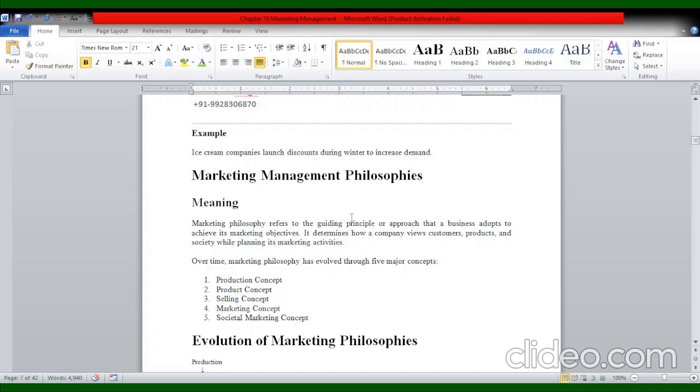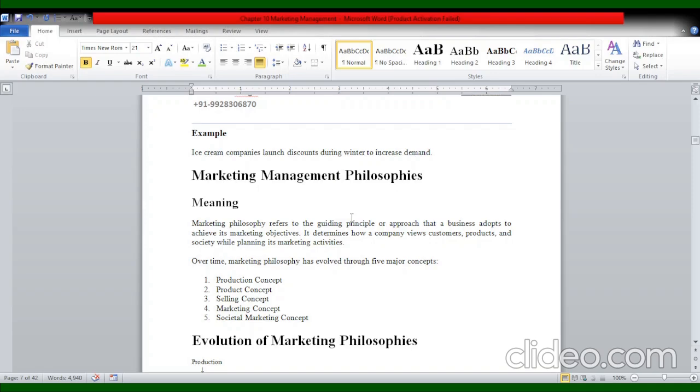Then we follow the selling concept, in which we are only confined to the selling of the product we have manufactured. After that, we will focus on the marketing area, producing the goods as per the marketing demand. And then we follow our societal marketing concept, in which we will produce important goods from the societal point of view, right?